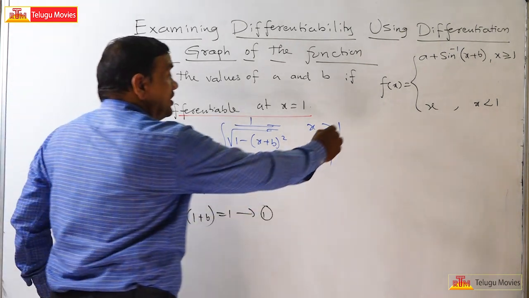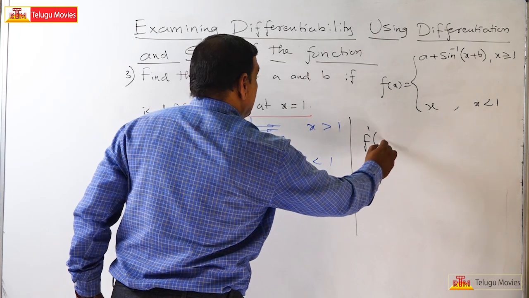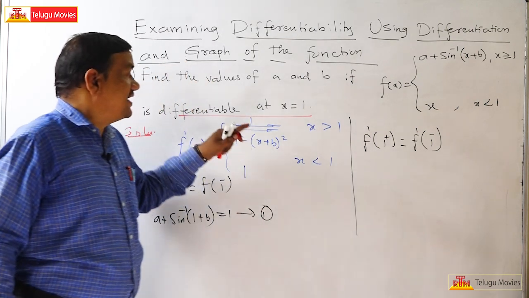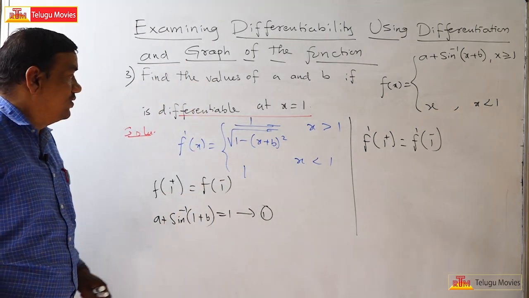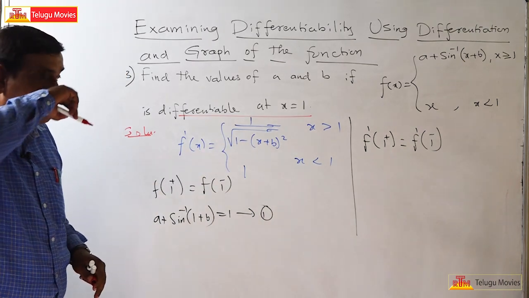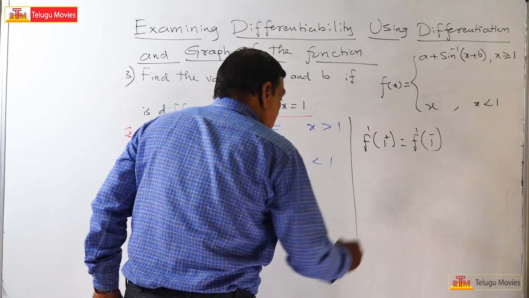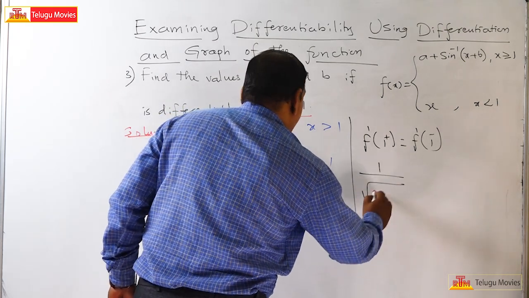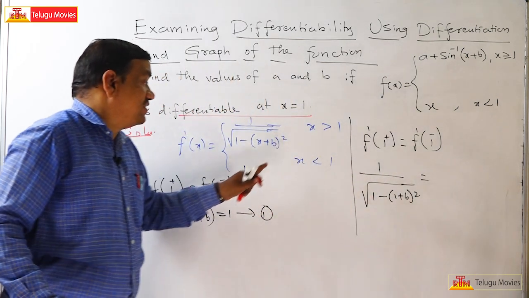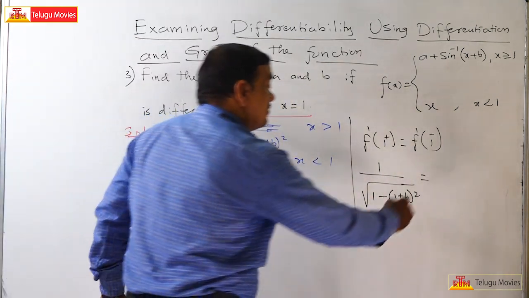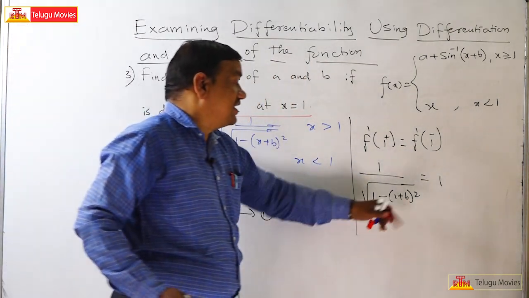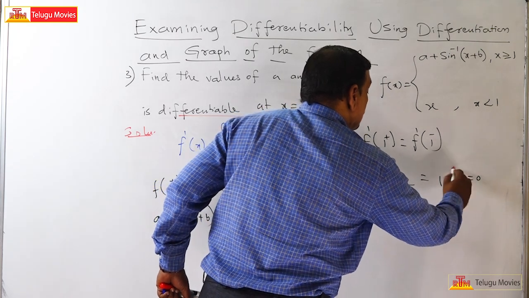Now differentiability. f dash of 1 plus is the same as f dash of 1 minus, so the right hand derivative is equal to the left hand derivative. Wherever x is there, substitute 1. What you will get is 1 by root of 1 minus (1 plus b) whole square is equal to f dash of 1 from the left side, which is 1.